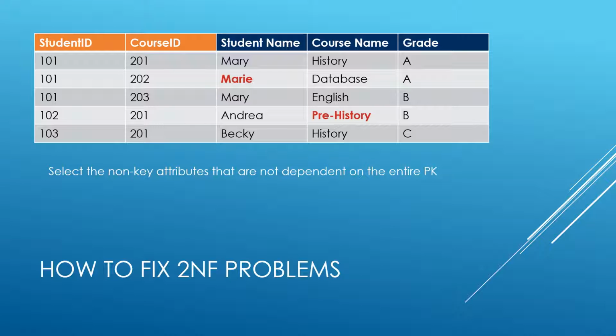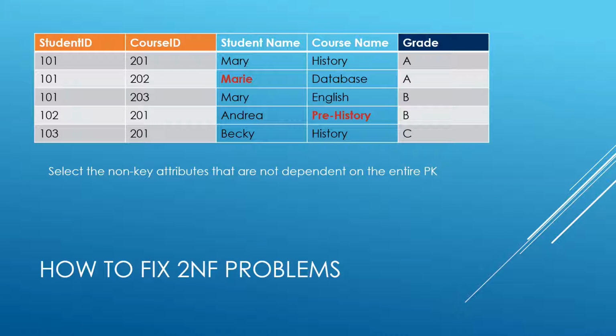So how do we fix problems with tables that are not in second normal form? First, let's determine the non-key attributes that are not dependent on the full primary key. Second, select the non-key attributes that are not dependent on the full primary key.